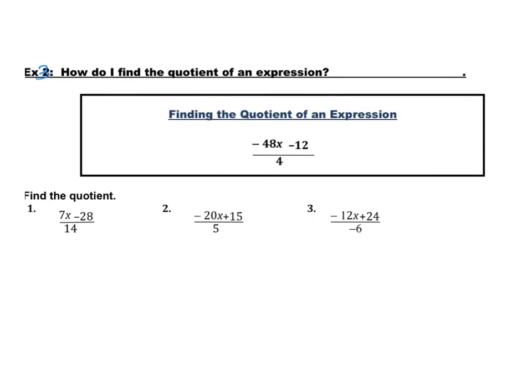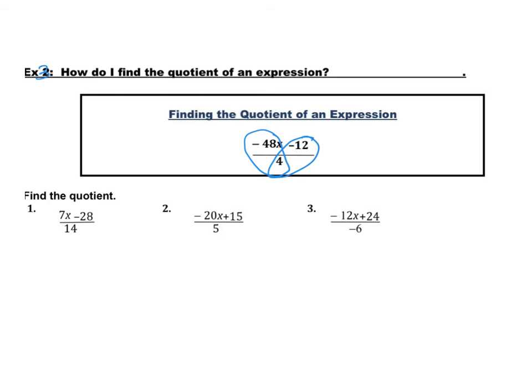All right, so example number 3. Finding the quotient of an expression. So we're dividing, we have -48x minus 12, and we're going to divide that entire expression by 4. So what I need to do is you're going to oftentimes hear us talk about this as a heart problem, because I'm going to circle those two numbers and operations in this expression, and it kind of looks like a heart.